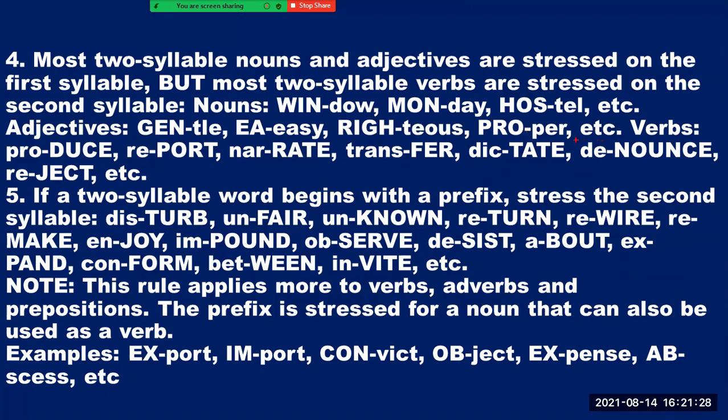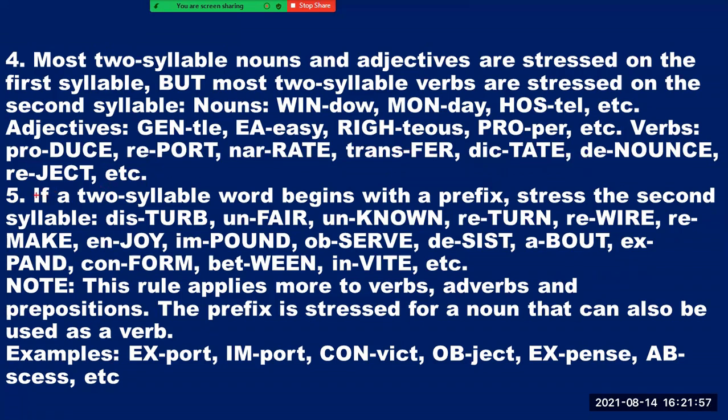All right. Now, both nouns and adjectives, when they are two-syllable, most of them have their stress on the first syllable. But verbs have their stress on the second syllable, and that's what we have in produce, report, narrate, transfer, dictate, denounce, reject, and so on.